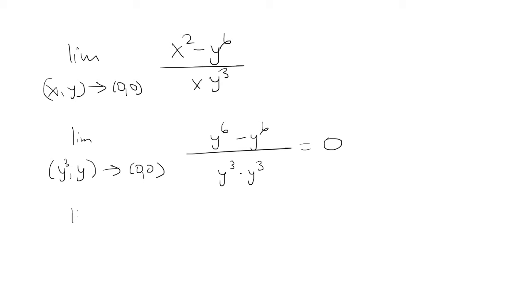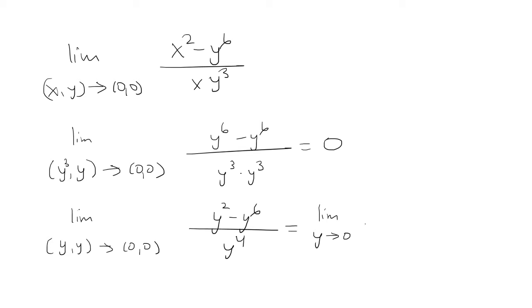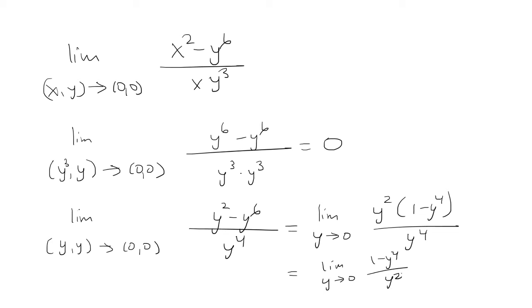Now let's take another path. What if x approaches y? So if y going to 0, 0, and so instead of x squared we'll have y squared, and the bottom will just be y to the 4th. So this reduces into a limit just y approaching 0, and I can factor out a y squared and be left with 1 minus y to the 4th over y to the 4th, and this is just 1 minus y to the 4th over y squared.